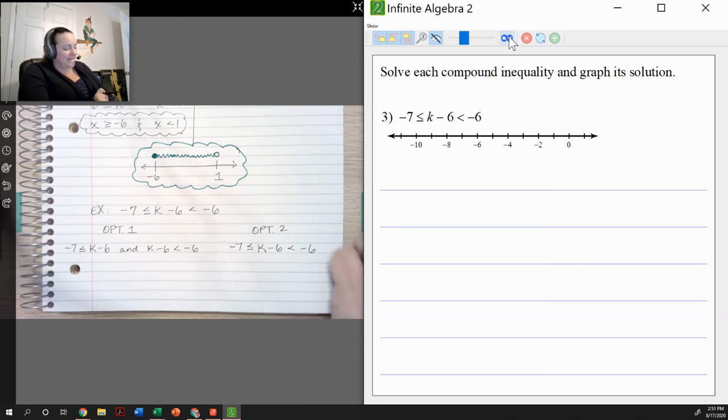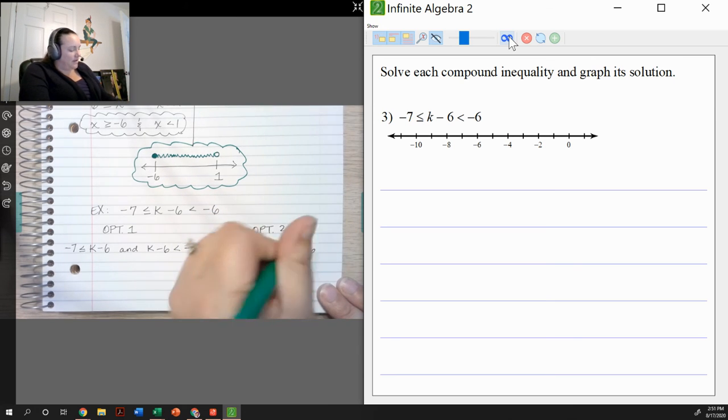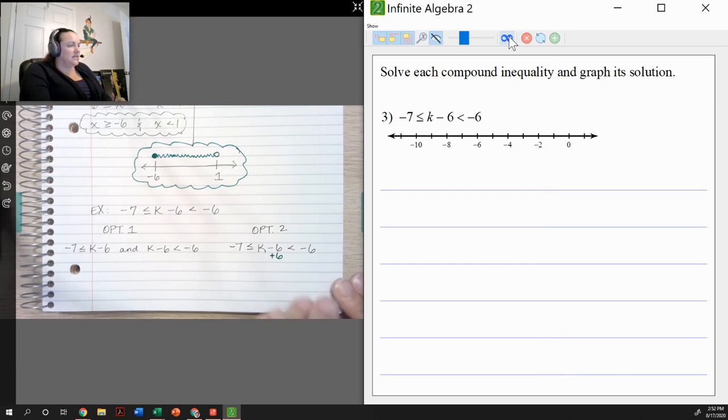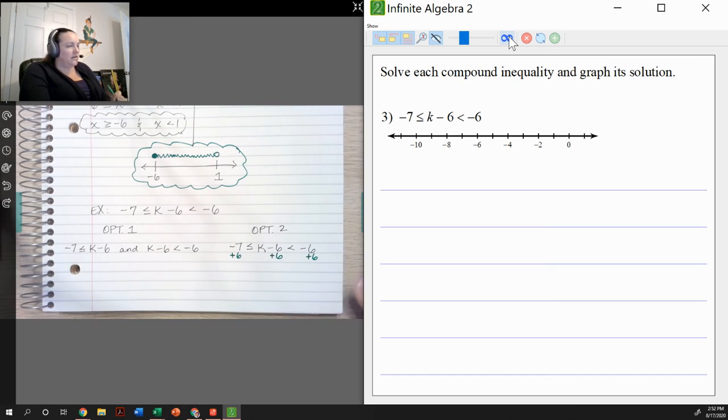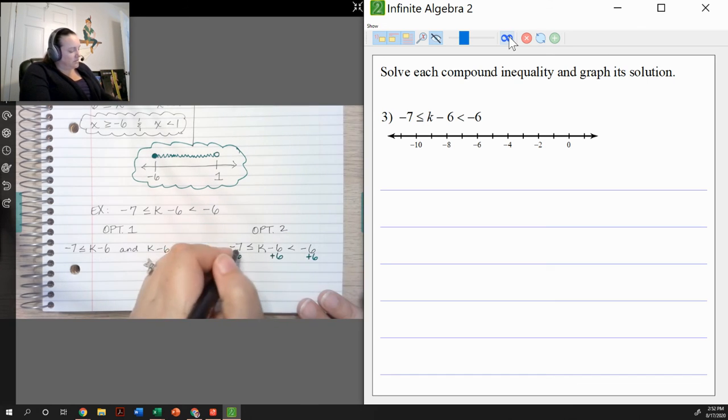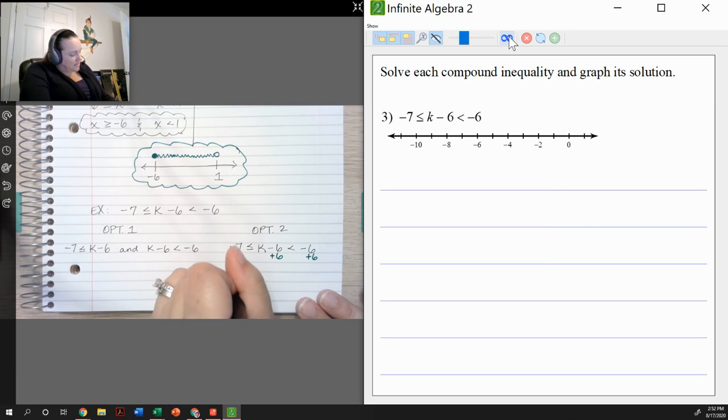All right, so to get k by itself, I have to add 6. To keep it balanced, I have to add it over here. I have to add over here. So -7 plus 6 is -1. Less than or equal to k, because the -6 plus 6 eliminates. Less than 0. Nothing wrong with getting 0 as part of our final answer.